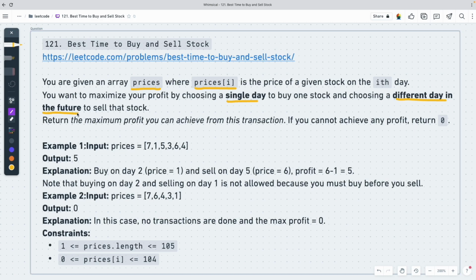That means you can't short the stocks. You have to buy before you sell. So, and you can only sell once. You can only buy once and sell once.